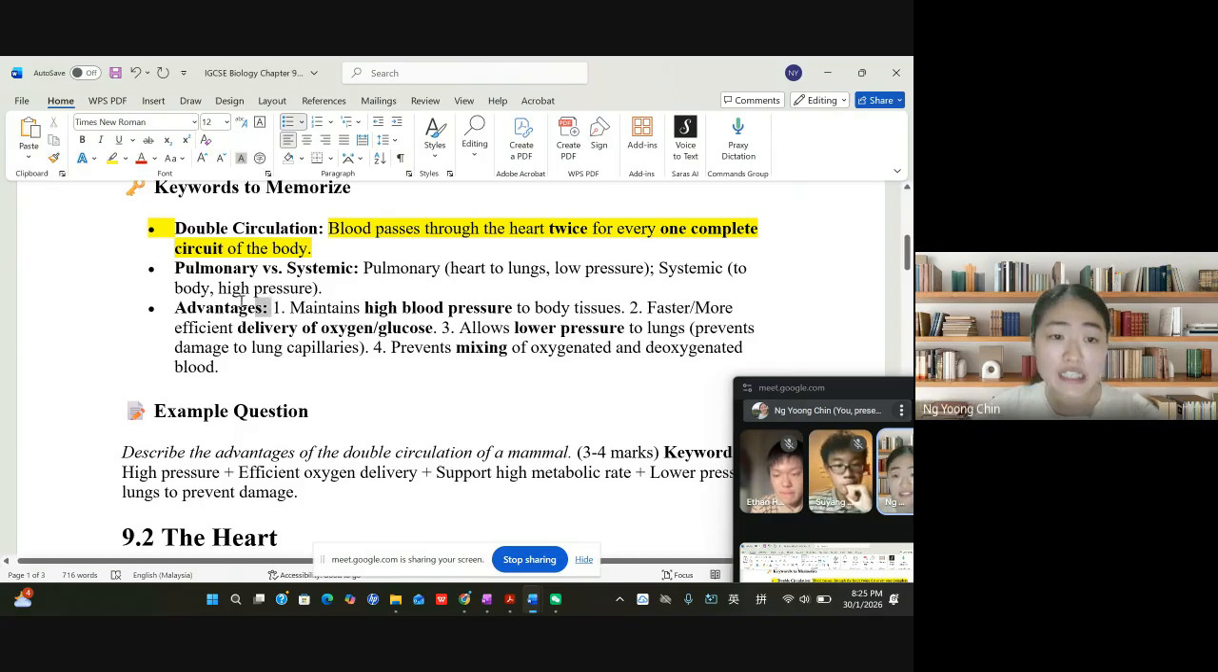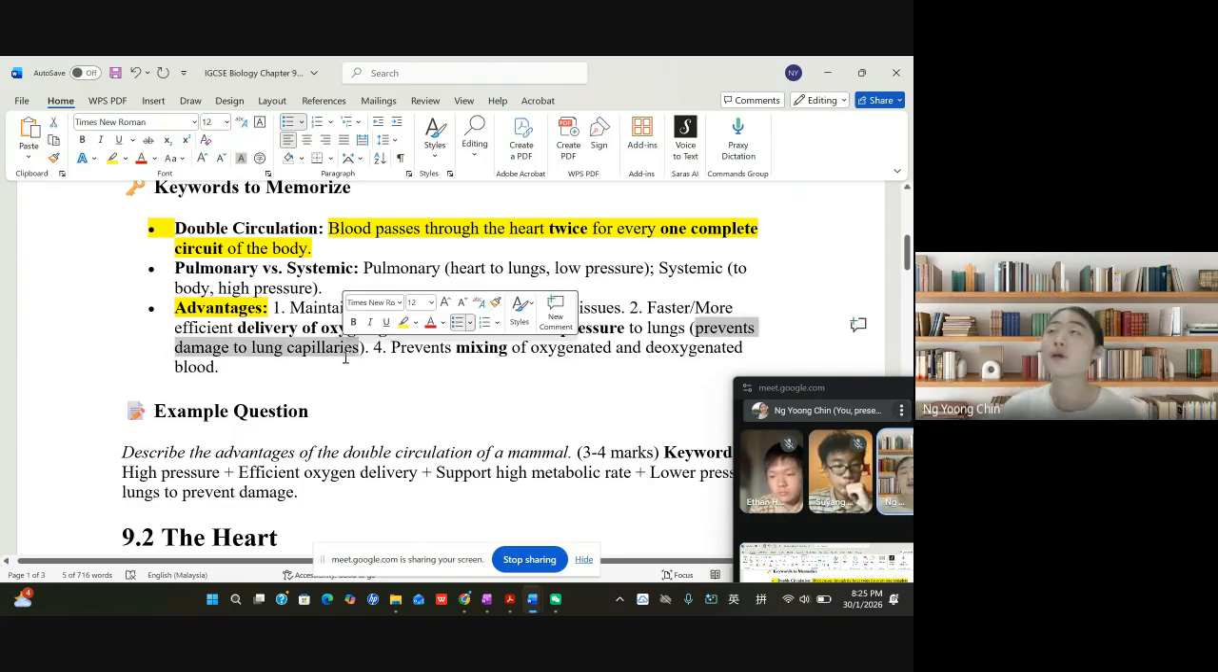What is the advantage of the double circulation compared to single circulation? It's because you can separate into two types of circulation, and then you know that pulmonary circulation is under lower pressure. Why should pulmonary circulation have a lower pressure? It's because they want to prevent rupture of the pulmonary or lung capillary.